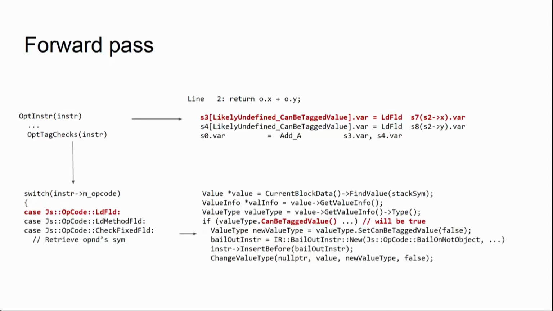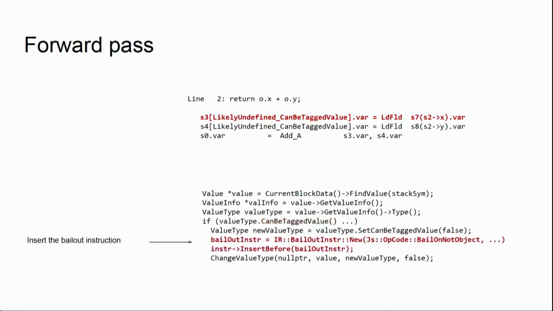So we'll take the if statement, and now it will do two things. The first thing it does is create a new instruction, which is bail on not object, and it will insert that instruction before. Then we can see that it updates the value type, because since we inserted a bailout instruction, we now know that going forward, the thing cannot be a tag value anymore. So we update the type information. The JIT compiler now knows, oh, I don't have to deal with the fact that it can be a tag value, because I know it's not.